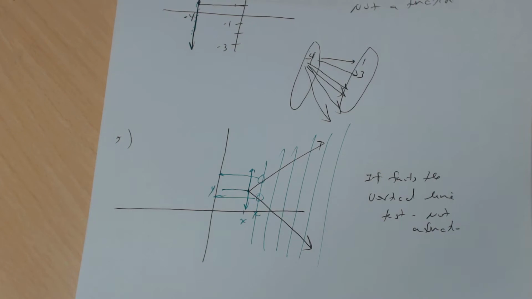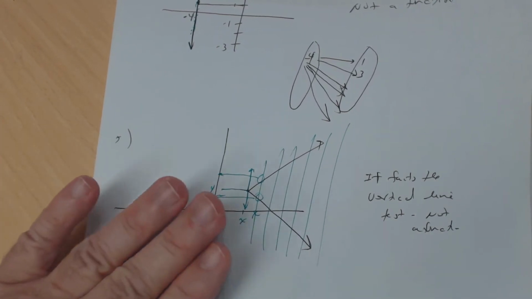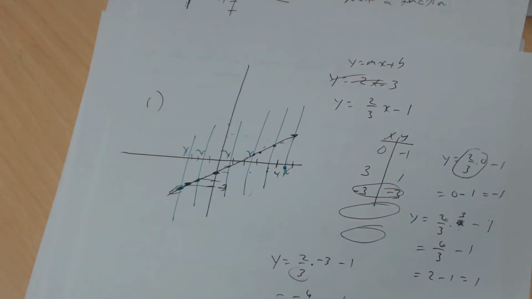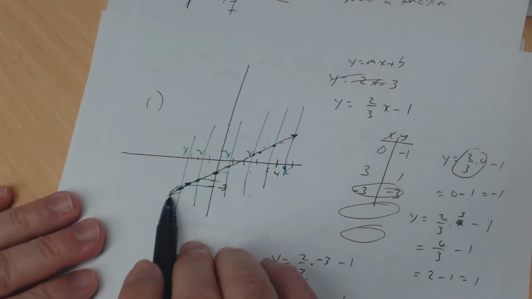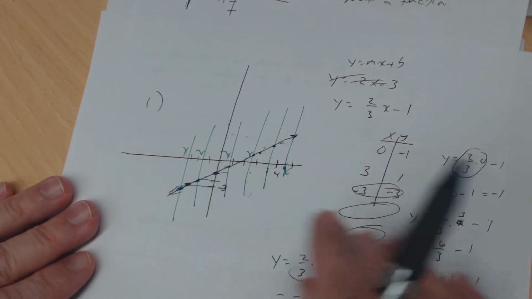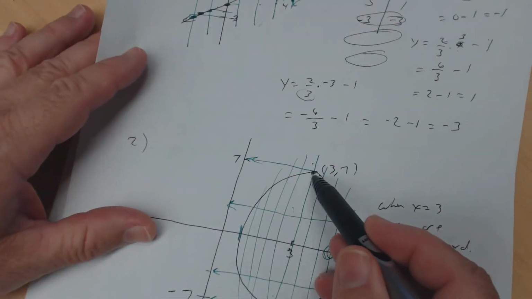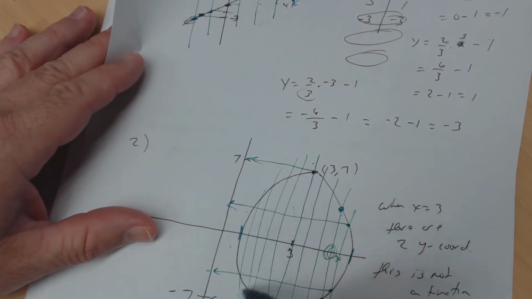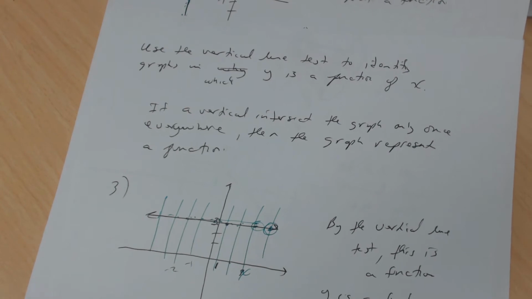So again, this part's easy. I just wanted you to know that graphs are relations, because graphs are made up of ordered pairs. This circle is made up of a set of ordered pairs. Okay, now let's look at another one.